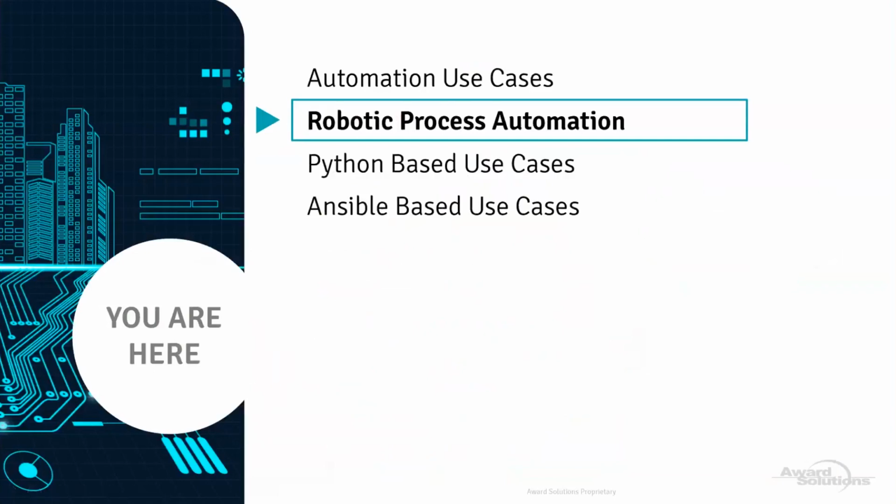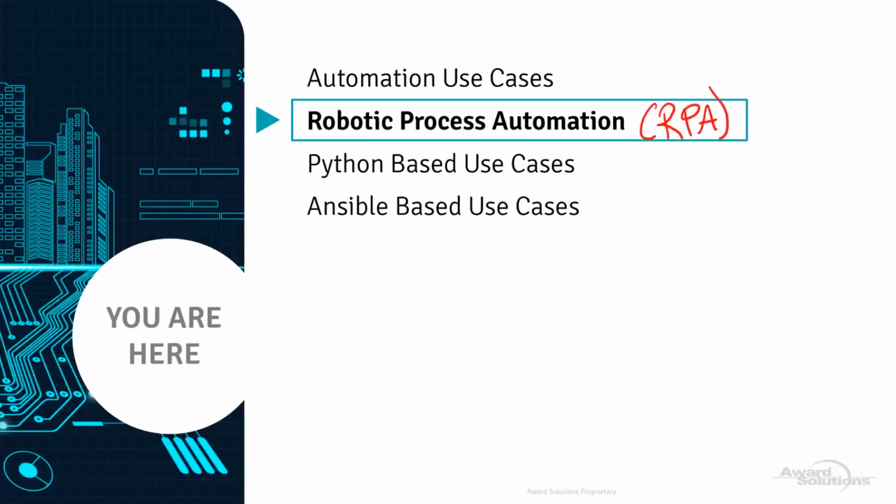So as we started this conversation, I said there's 3 different specific examples that I want to look at: robotic process automation, Python-based use cases, and Ansible-based use cases. We'll look at robotic process automation first and for the least amount of time. Robotic process automation is abbreviated RPA.